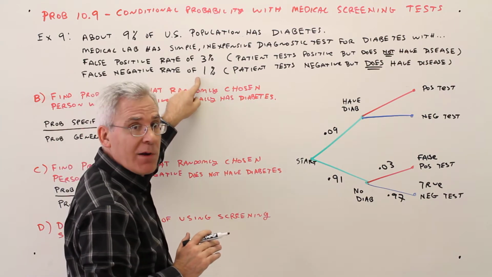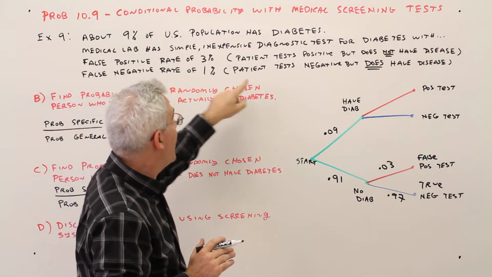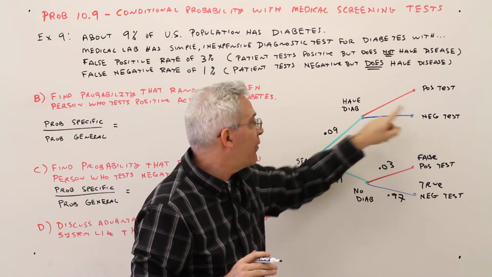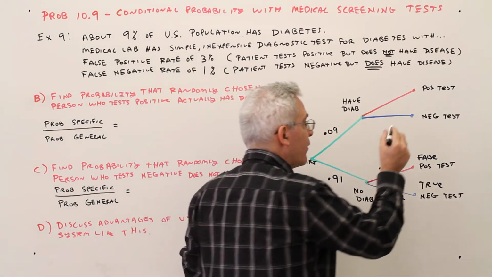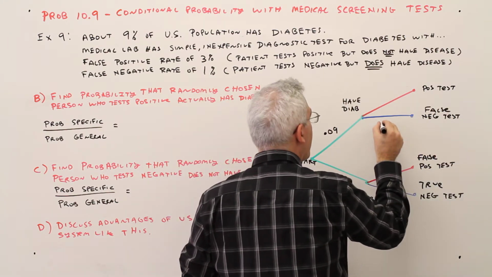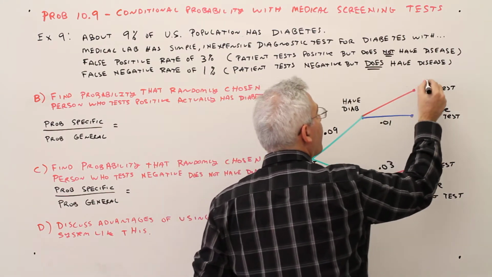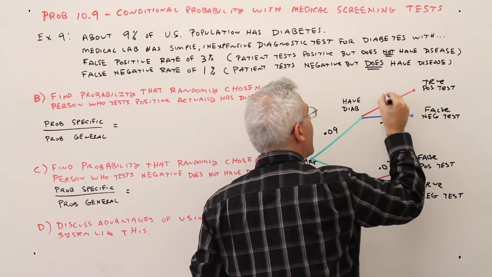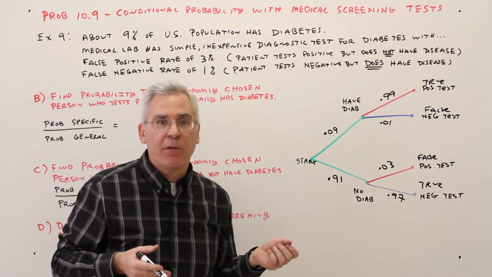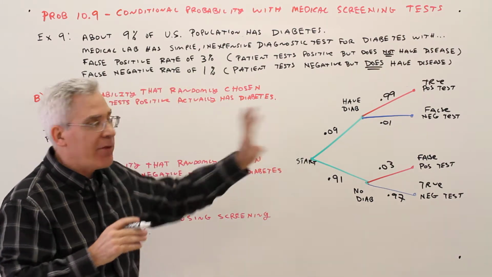A false negative of 1% means you test negative, but you do have it. So this is the false negative, and that's 0.01. This would be the true positive, and that would be 0.99. These numbers are typical of what they could be. Okay, so that's part A.